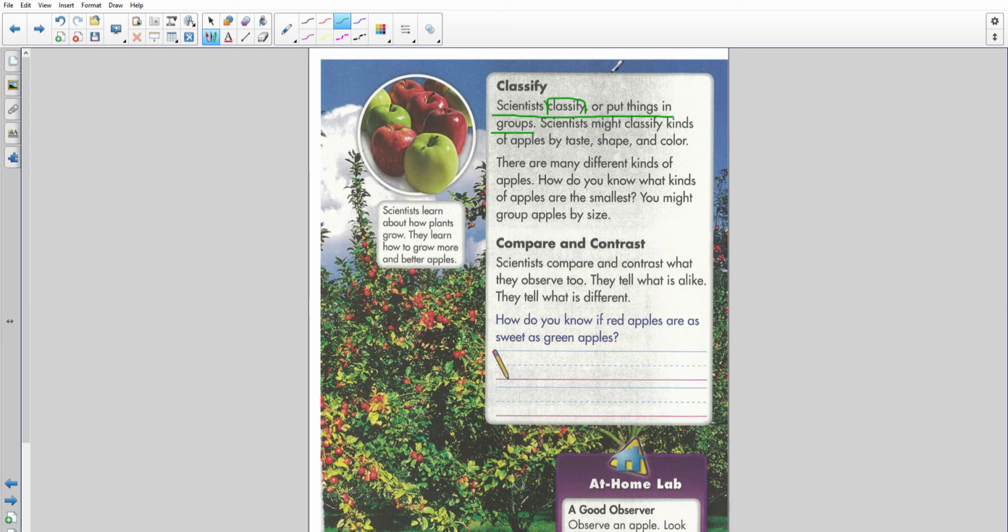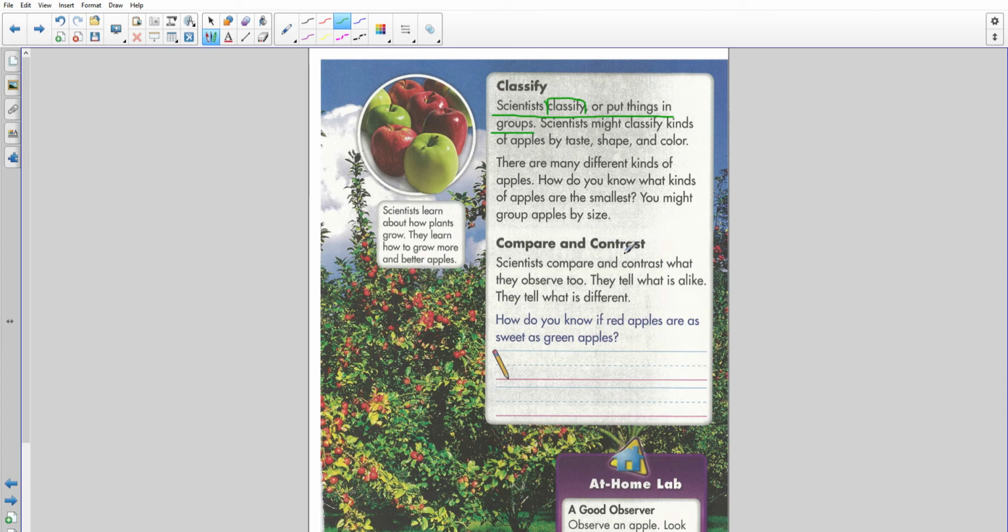Now, of course, you can group them by what they look like too. Do you have large ones? They could be in one group to classify as a group, or you could classify a group as the small ones, and you could have small size apples in that group. So classify is what we do whenever we observe and then put things together in a group. Now, when we do that, often we do this thing called compare and contrast.